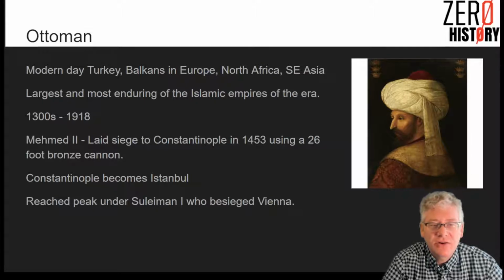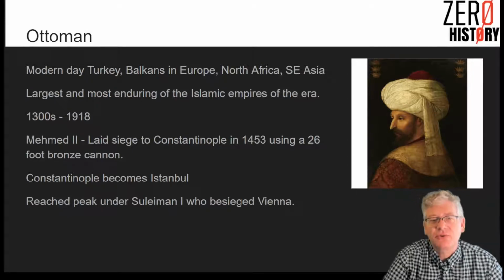And then also under Suleiman I, this is the peak of the Ottoman Empire, and they will get all the way to Vienna, Austria, which they will besiege. So Vienna, Austria could have potentially been under Muslim authority or Muslim rule, which is an interesting historical counterfactual.